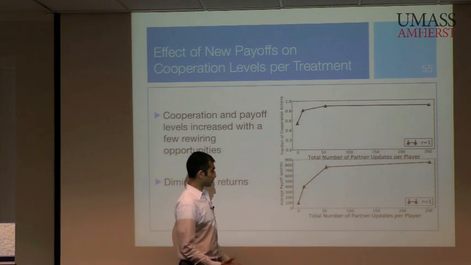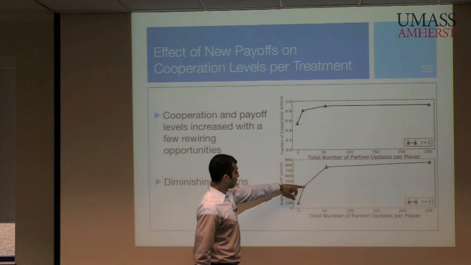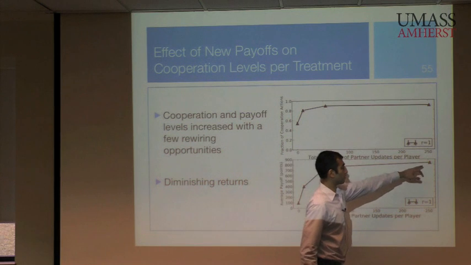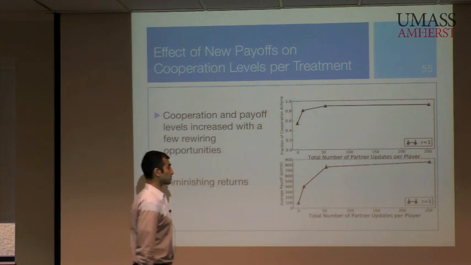X-axis here is the same. Y-axis is the average payoff, how much they took home. Static, 1 rewiring every round, big jump. 5 rewirings every round, smaller jump. 23 rewirings every round, almost no increase. Small increase.